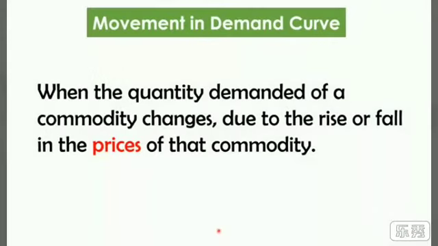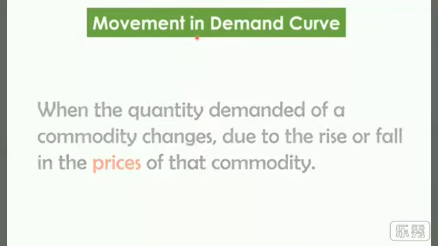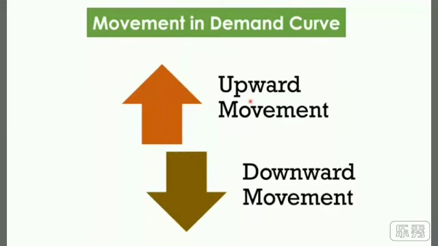So, what is movement in demand curve? If the quantity demanded of a commodity increases or decreases due to the rise or fall in the prices of that commodity, there is a movement in demand curve. Now there are two types of movement in demand curve. First is upward movement, second is downward movement.